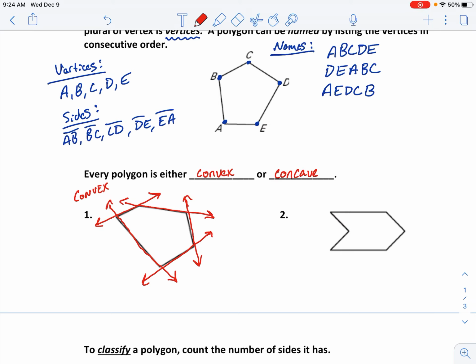Now, how is that different than concave? So concave over here, a lot of my students in the past have thought, well, concave, it caves in. And we can see that here on this side.